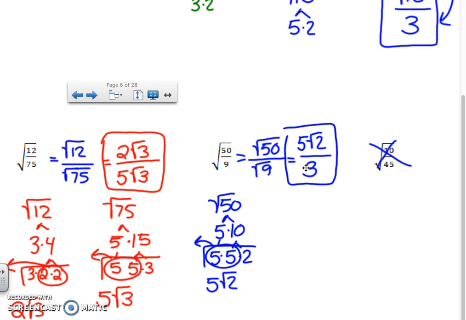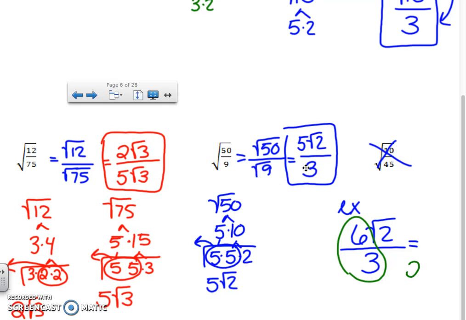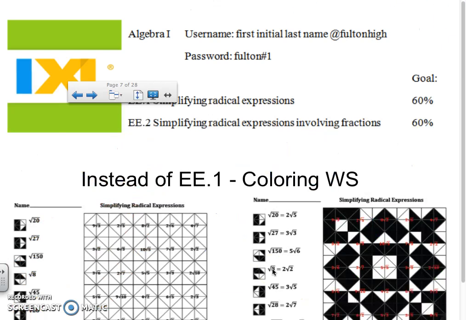Okay. Let's say, for example, you had 6 root 2 over 3. If you are able to divide those numbers, you will. So 6 divided by 3 would be a 2, and then you would tack on that root 2. So you always have to double check to make sure if you can divide these two coefficients out front. Okay. But that is how you reduce fractions.